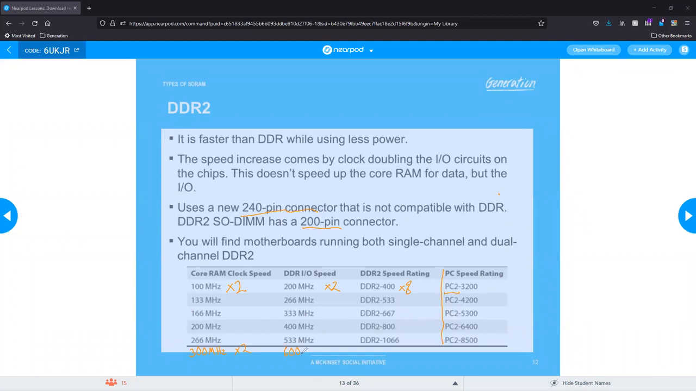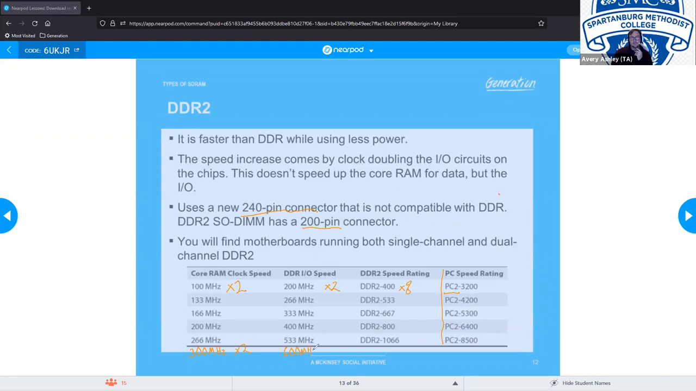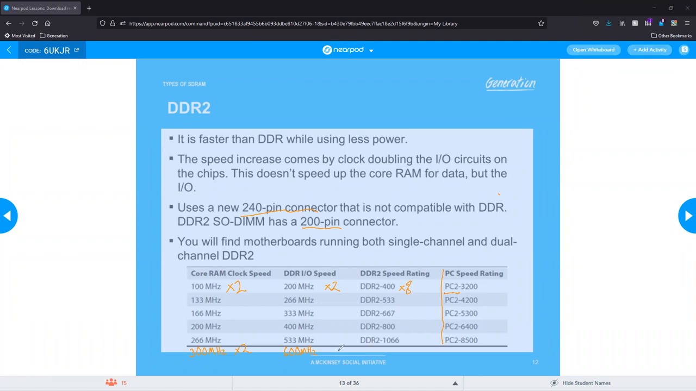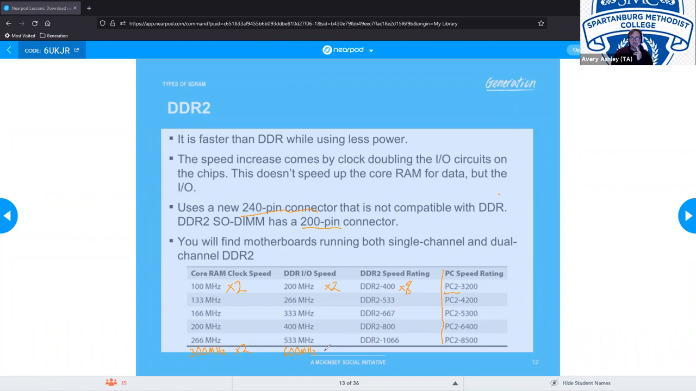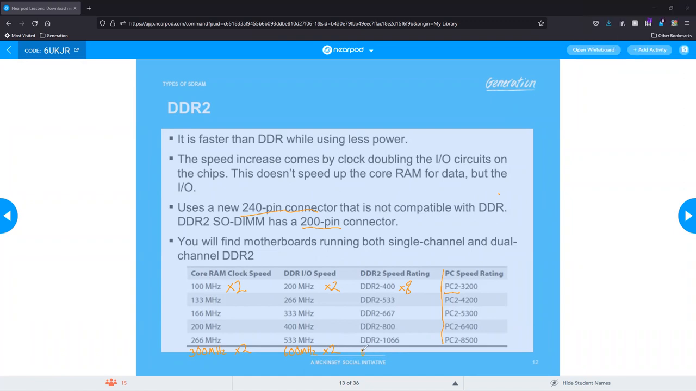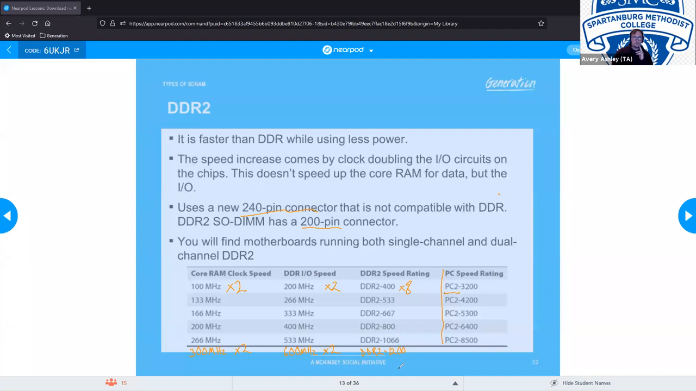Right. And Chris, if we want to see what our DDR2 speed rating is going to be, what are we going to do this time? Multiply by 8? Oh, no. 2 again. I'm sorry. Yeah, there we go. You got it. And so what's our DDR2 rate going to be? 1200. Yep. And so now are we going to multiply by 8? Yeah.